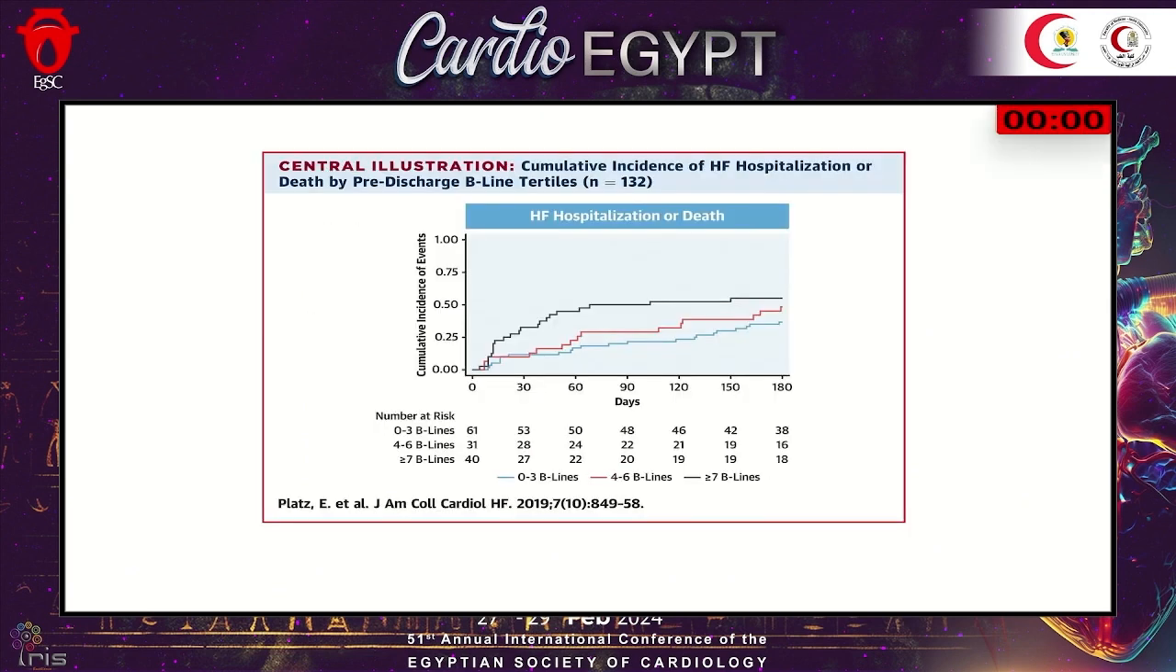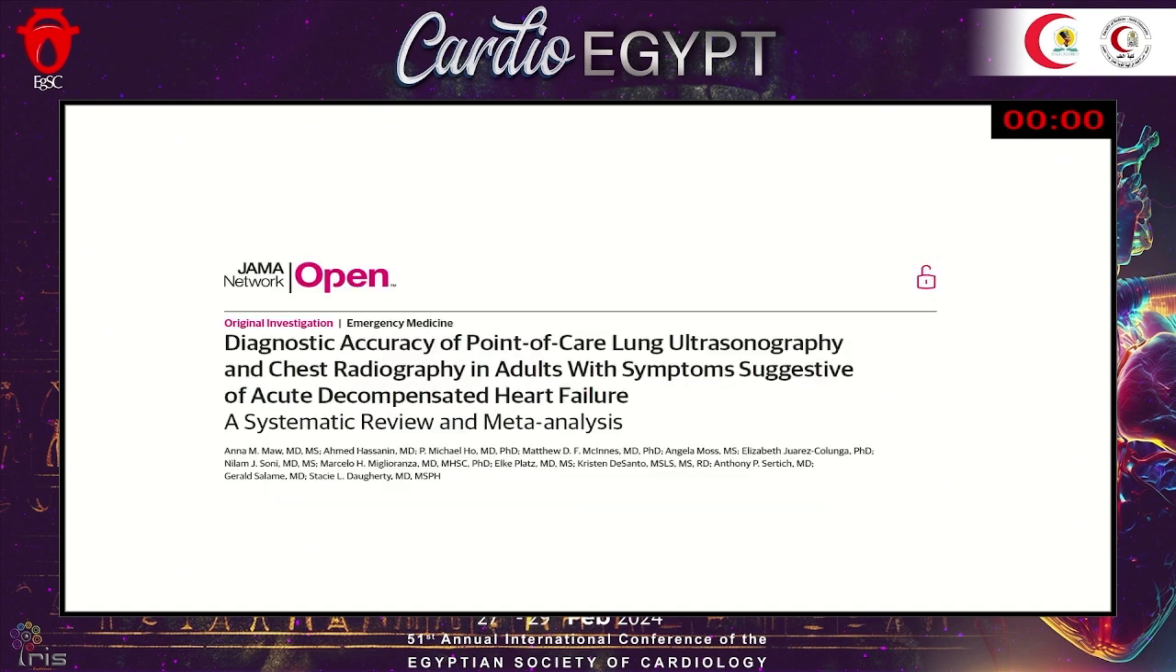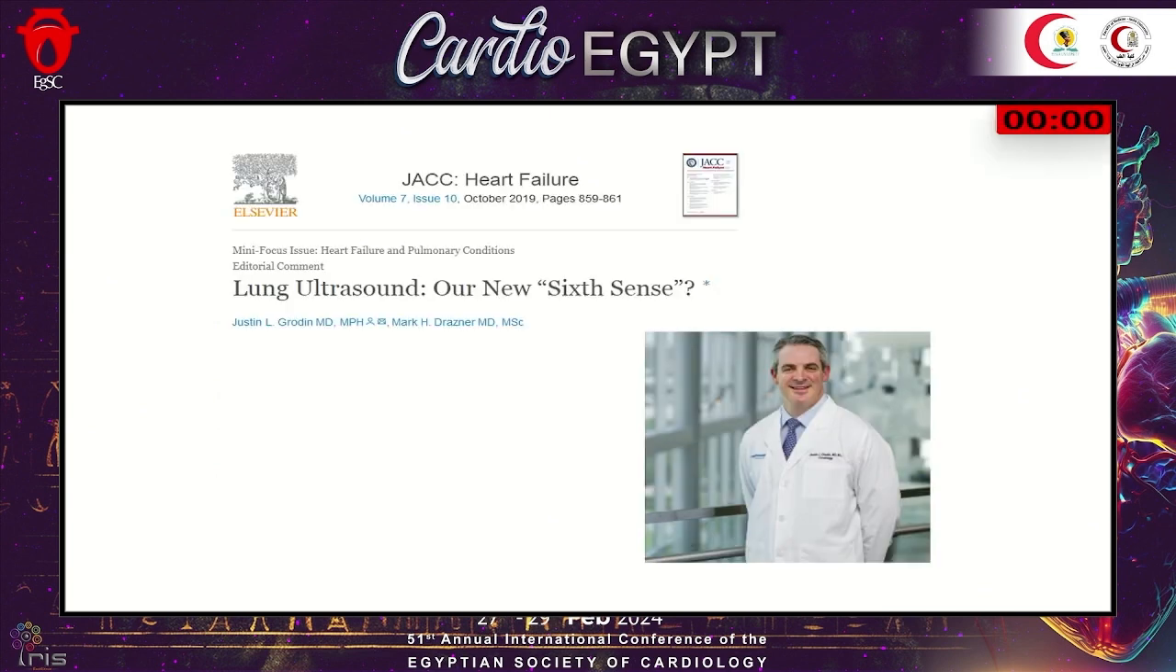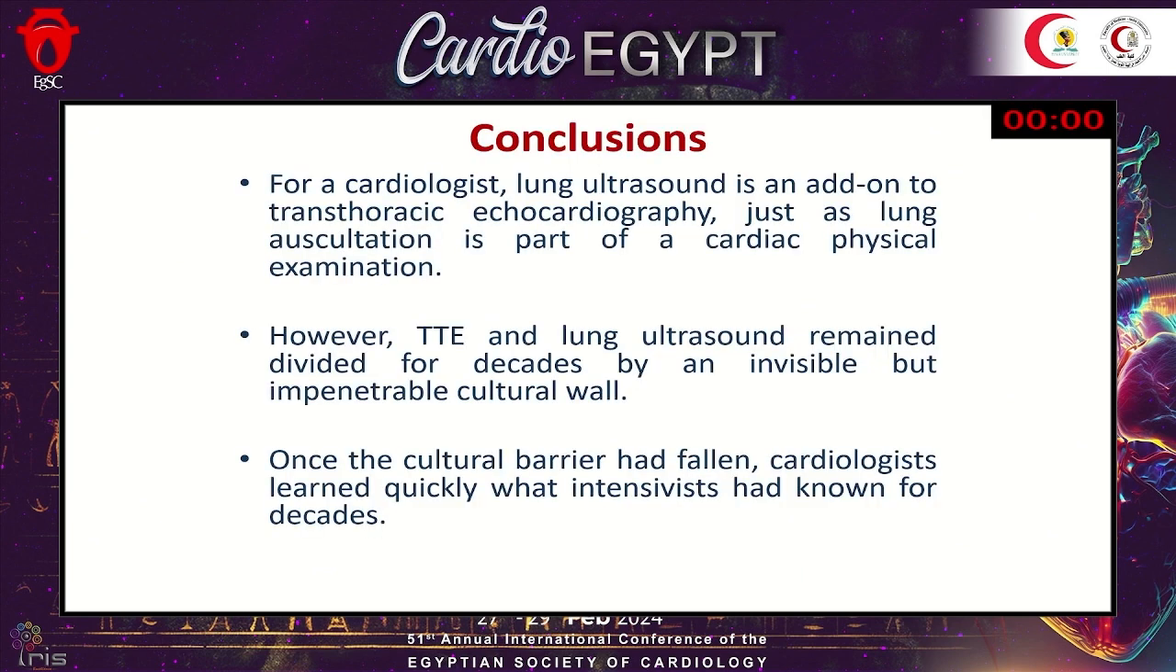The pre-discharge B lines are important also, as we have seen that patients with higher B lines pre-discharge have a higher incidence of heart failure rehospitalization or mortality, and thus it is more sensitive, as we have mentioned, compared to chest X-ray. This is why they promoted lung ultrasound as the new sixth sense. So the conclusion for a cardiologist: lung ultrasound is an add-on to transthoracic echo, just as lung auscultation is a part of the cardiac physical examination.